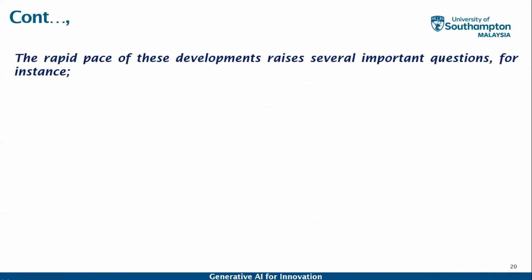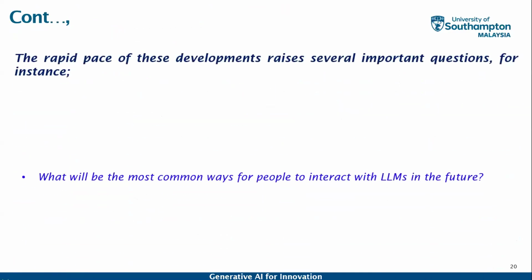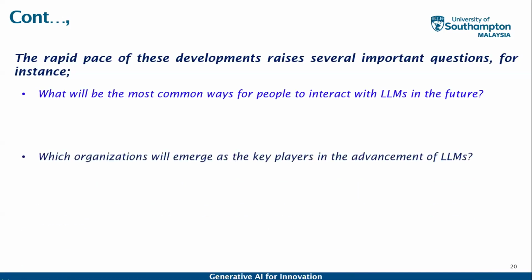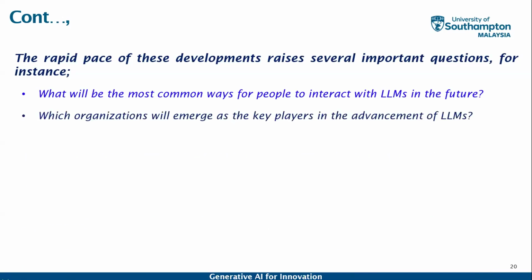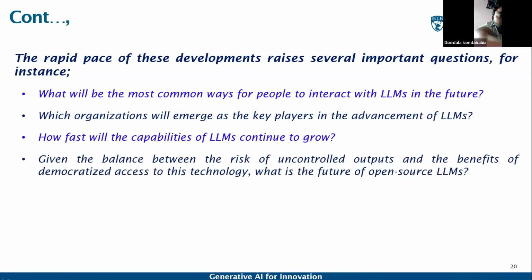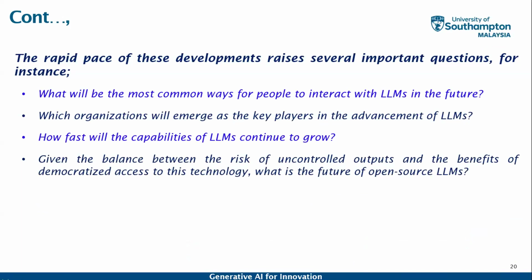This rapid race of development raises several important questions. For instance, what will be the most common ways for people to interact with LLMs in the future? Which organizations will emerge as the key players in the advancement of LLMs? With these questions, the next slides will make sense. How fast will the capabilities of LLMs continue to grow? What is the balance between the risks and controlled outputs and the benefits of democratized access to this technology? What is the future of open-source LLMs?